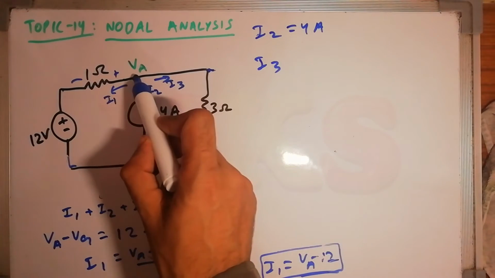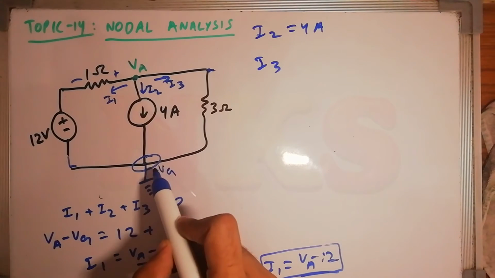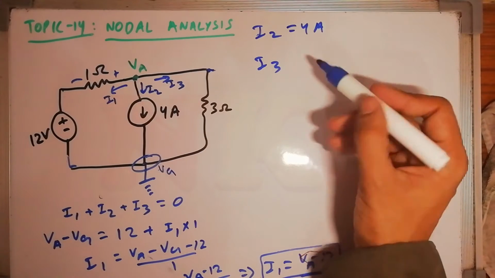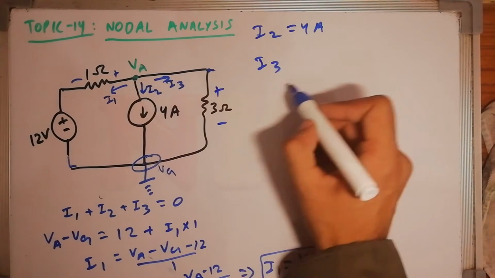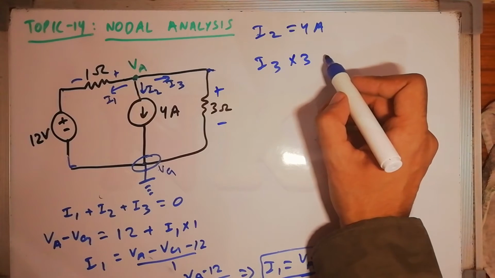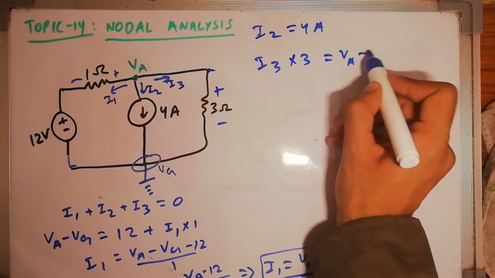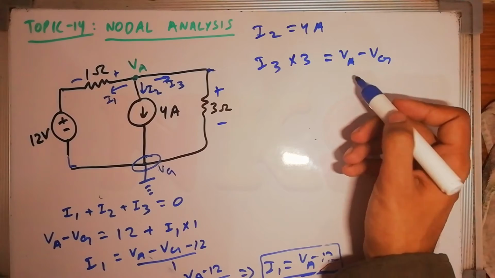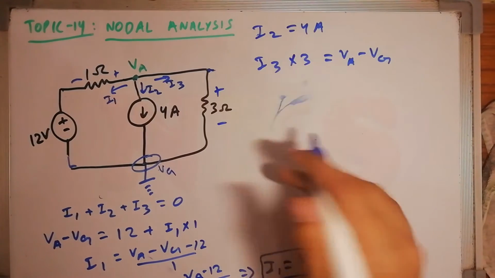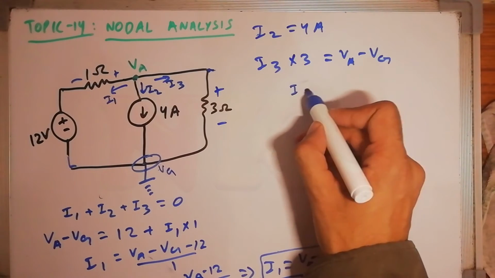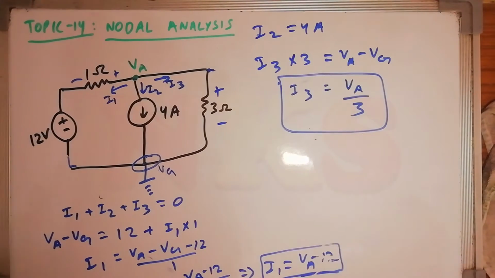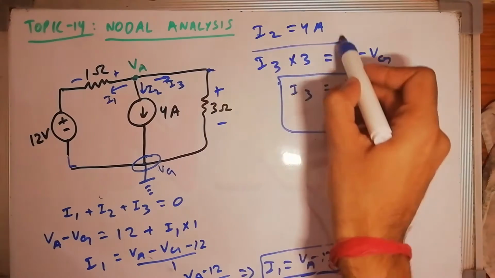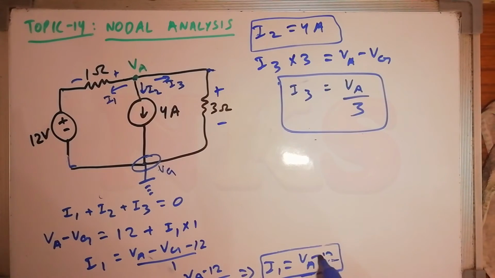Now we will write I3. Again, for I3, current is flowing from node A to ground. So we have to write the KVL. Move from here, it will be plus minus. It will be I3 into 3 is equal to VA minus VG. Simple. So I3 will be equal to VA by 3. So this is our I3, this is our I2, and this is our I1.